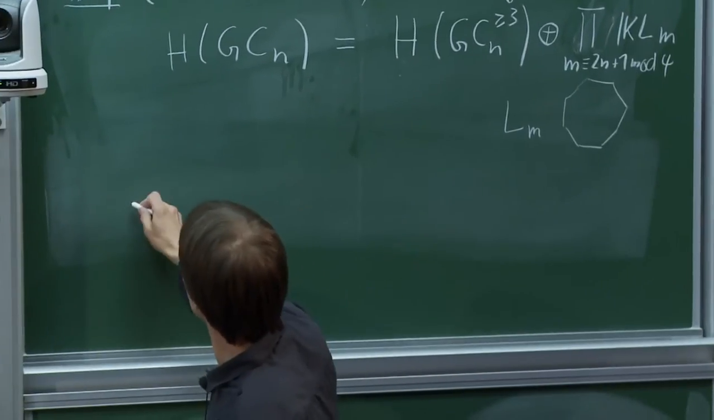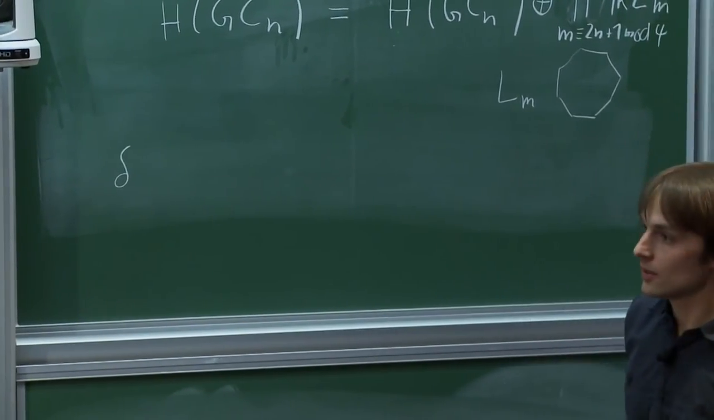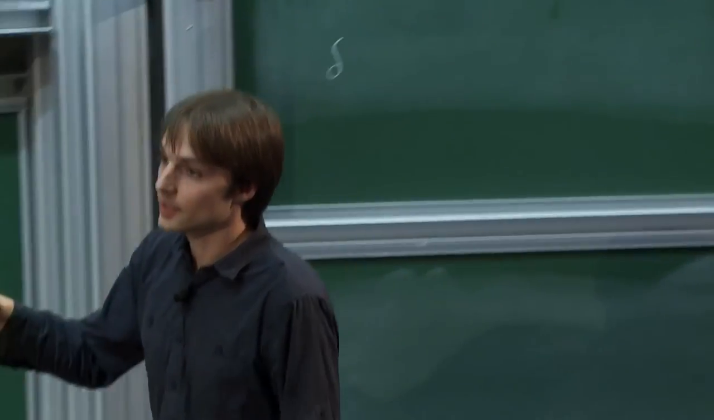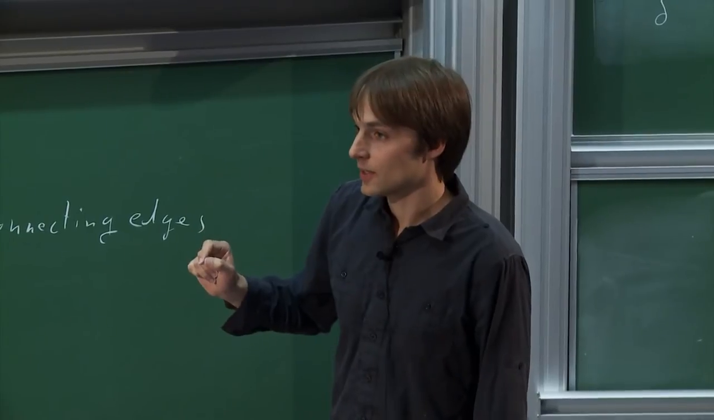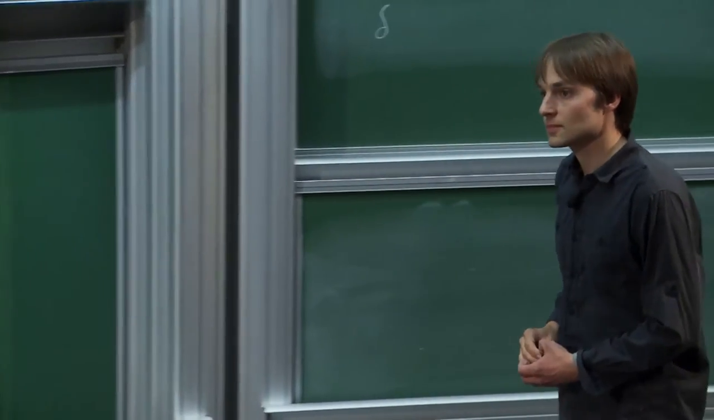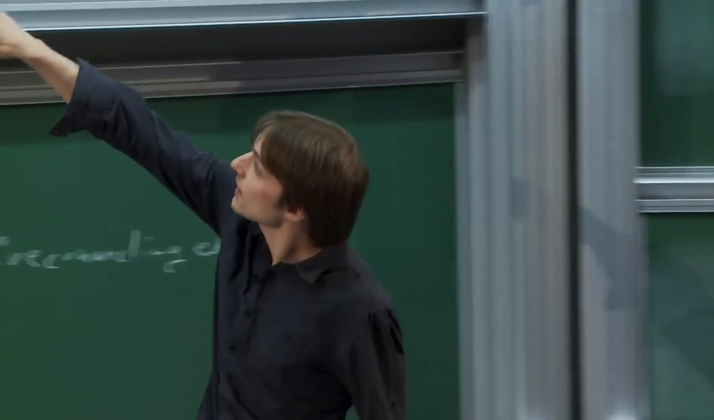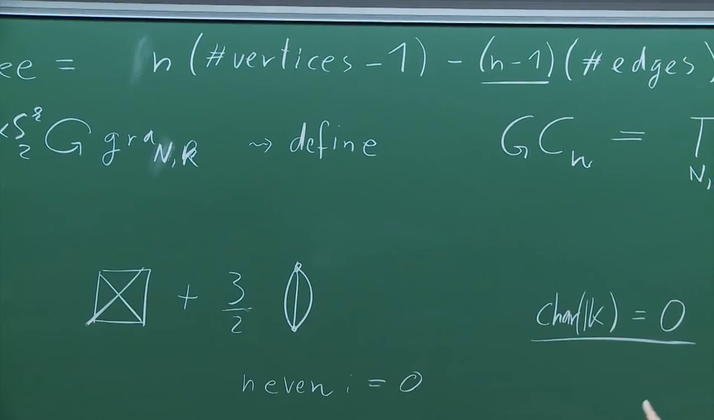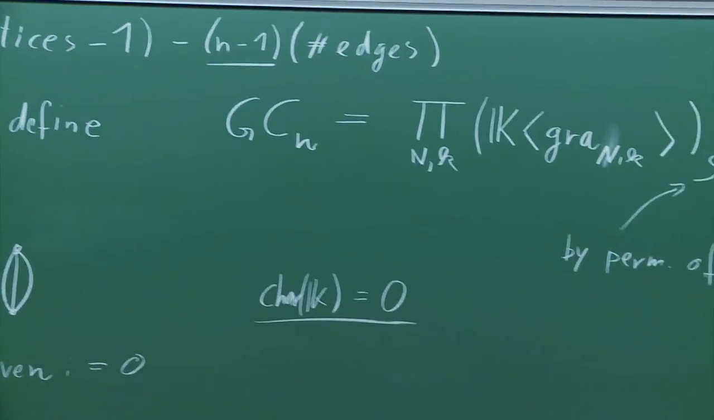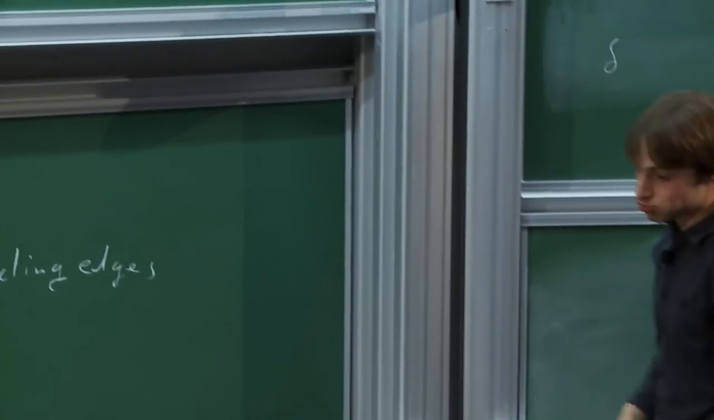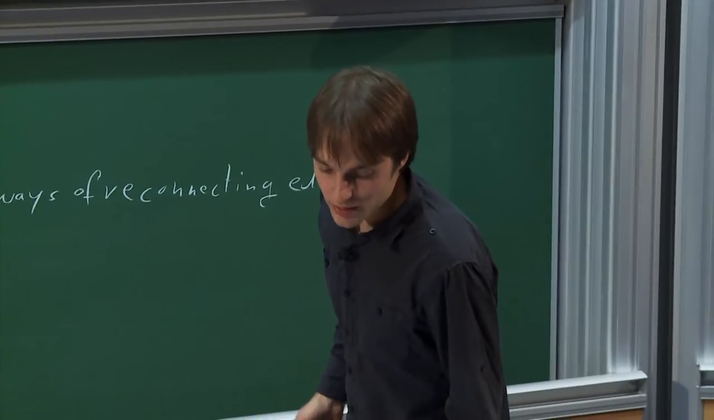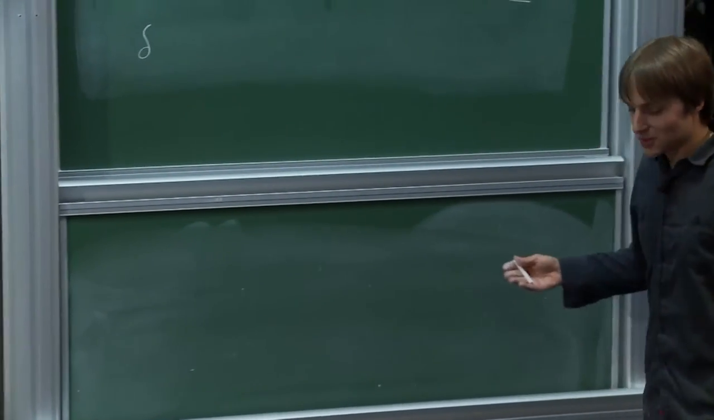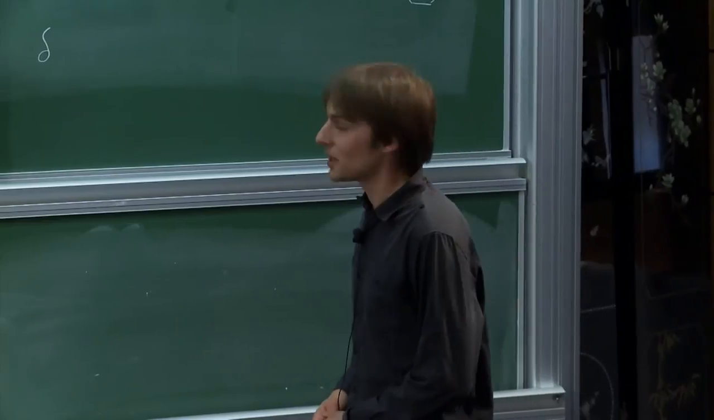Furthermore, the grading? It's graded, yes. So the degree is n times the number of vertices minus 1, minus n minus 1 times the number of edges. That's the degree of each graph. So formally, if you take a direct product, it's not a grading, right? Well, you can call it a complete grading. If you're a purist, you will call it a filtration, but in the definition of a graded vector space, replace direct sum by direct product.